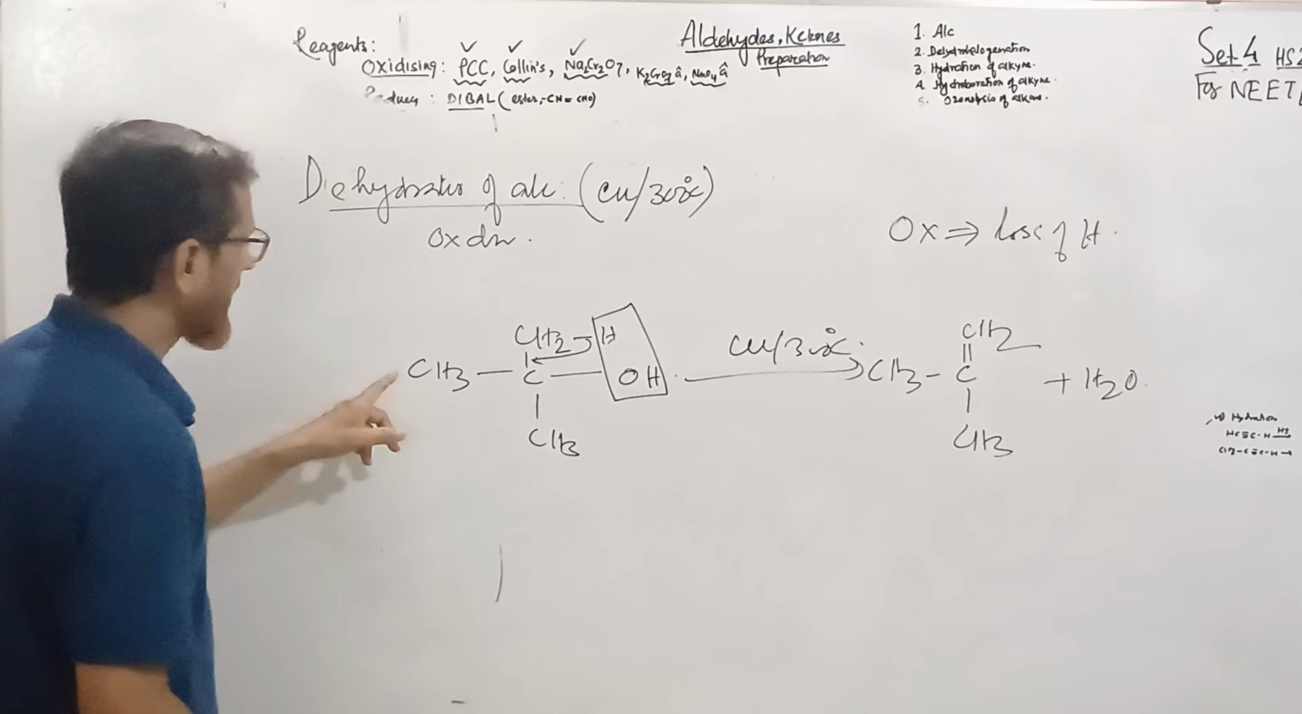Without any rule, by this trick you can use this one. This is called hydration of alkyne. So we are getting aldehyde and ketone. Very important, very often asked in the entrance. This question is asked. Very important.